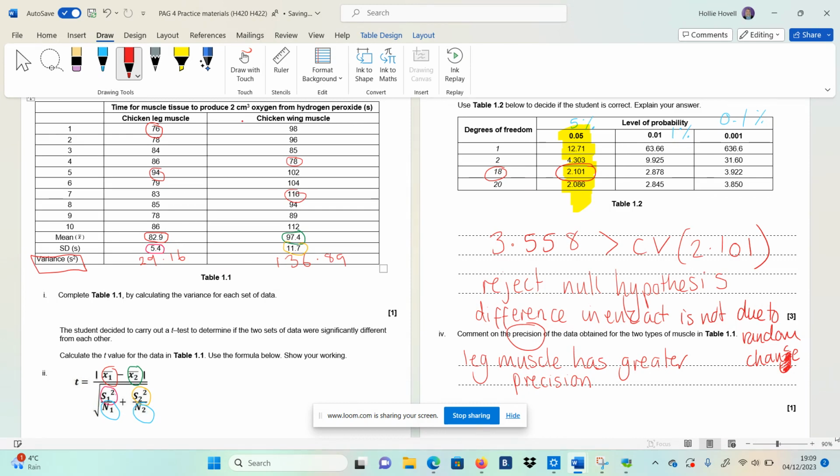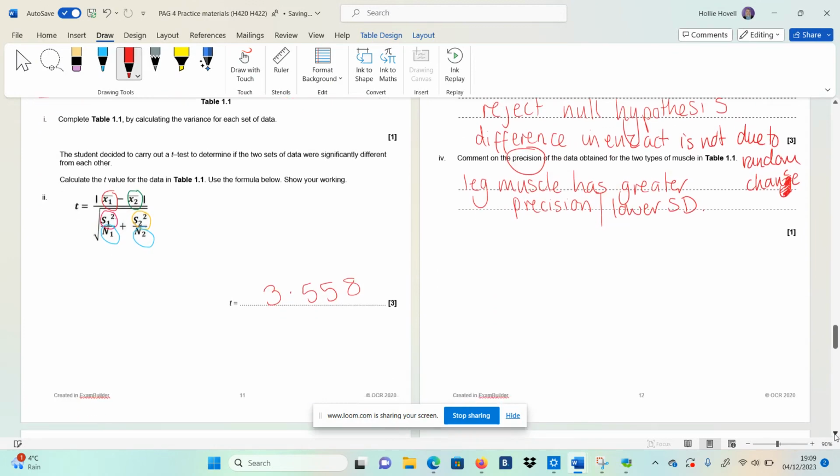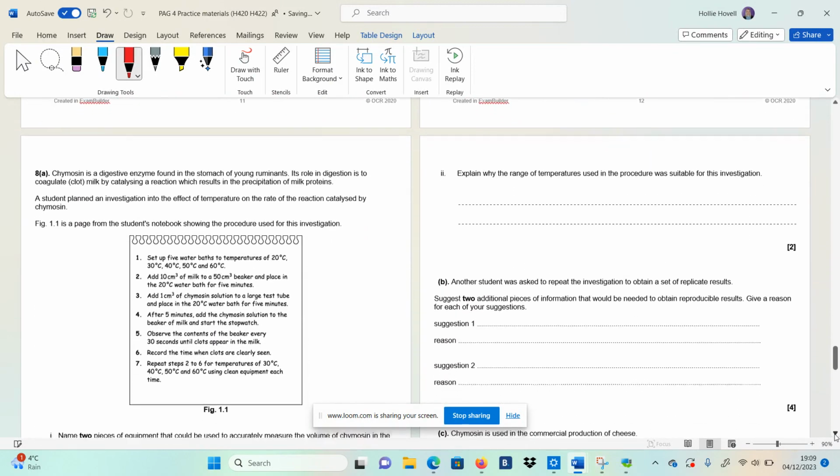All right. We can also tell a little bit about precision from standard deviation because standard deviation tells us the spread around the mean, and because leg muscle also has a lower standard deviation, that means it's less spread out. So that's another piece of evidence for the leg having a greater precision. Right, we're nearly there. It's a long one, isn't it?